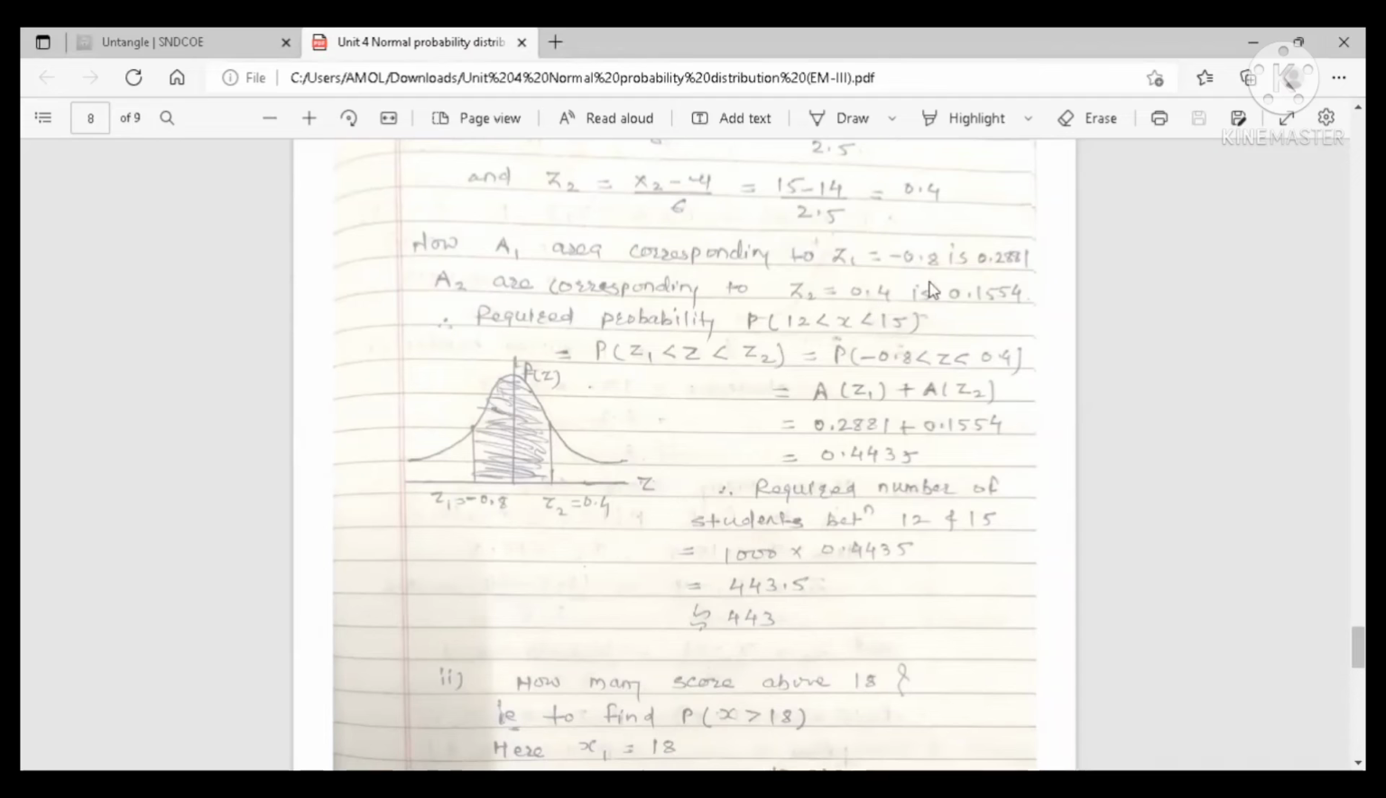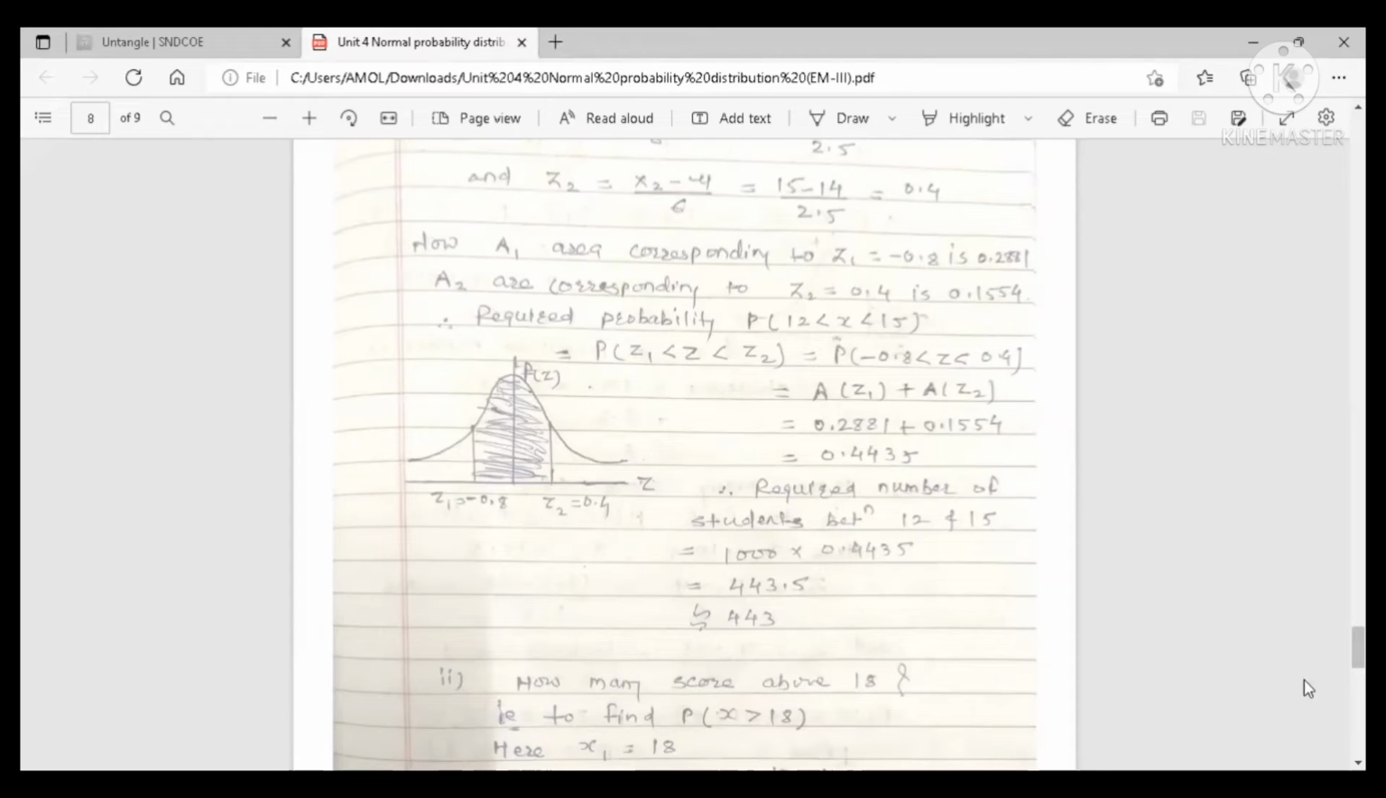You just add the area of Z1 plus the area of Z2 (0.1554). It is nothing but 0.4435. This is the probability between Z1 and Z2. So the required number of students between 12 and 15 is equal to this probability multiplied by 1000, which is 443.5. 443.5 means approximately 443. So the number of students who score between 12 and 15 is 443 out of 1000. This is your answer.